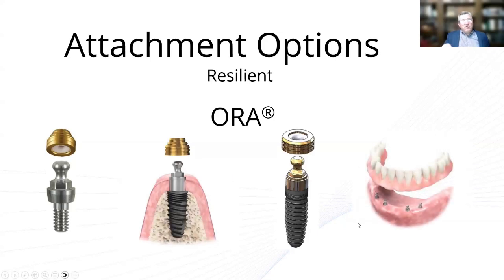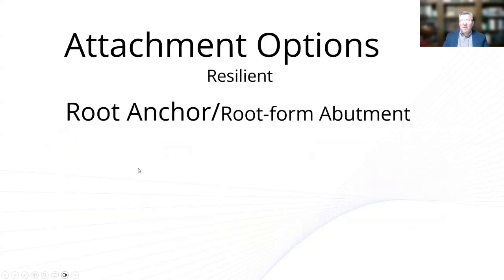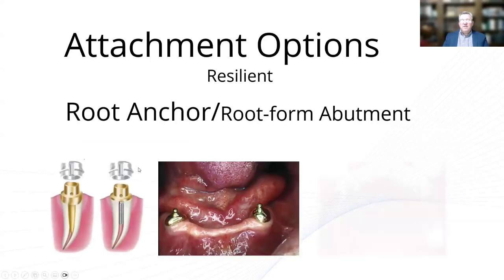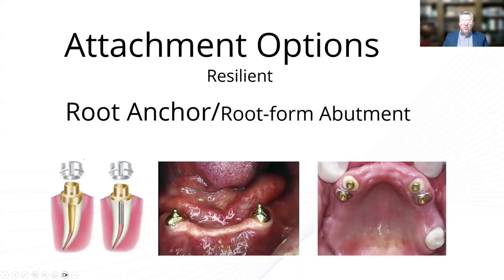These are very versatile because you get full retention at about 15 degrees angle correction. ORAs are very, very versatile. They're very user-friendly, okay? And then you have the root anchors that we mentioned before. They go on to roots. You allow proprioception and ridge preservation. Look how that ridge is maintained. No resorption at all. It's beautiful.